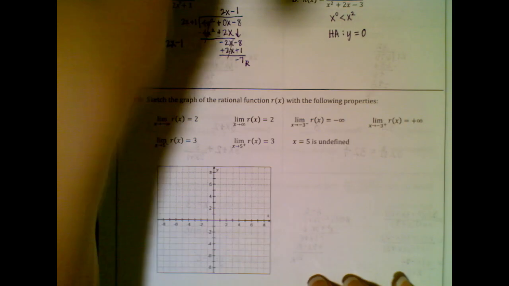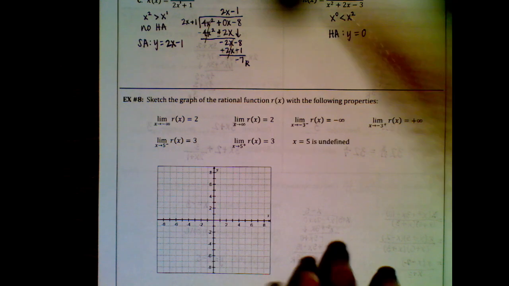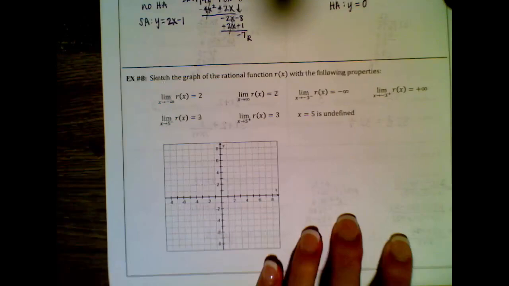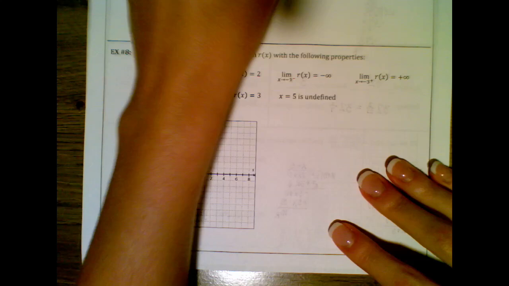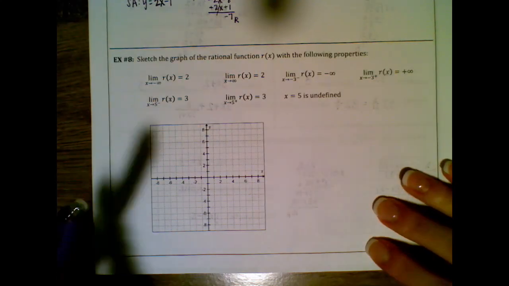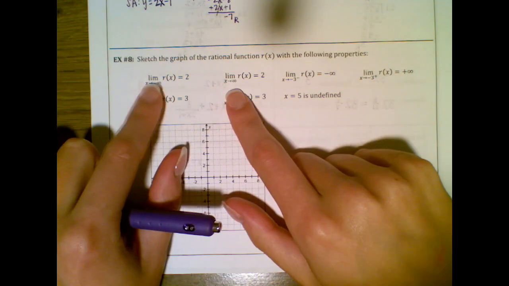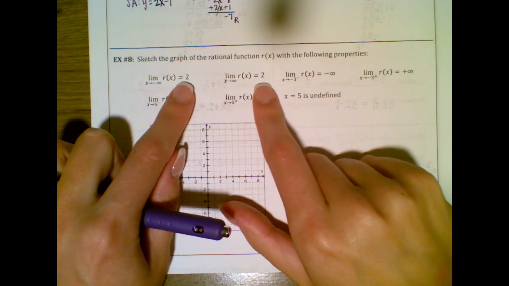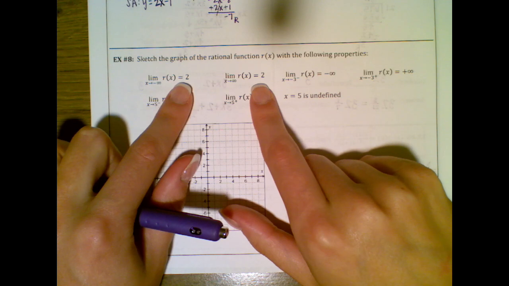All right. And then number 8. So we're going to sketch the graph of the rational function r of x with the following properties. Okay, so we've got to know how to read limit notation in the end behavior of a rational function. So if I take a look at this here, as x goes to both negative and positive infinity, the r of x function approaches the y value of 2.